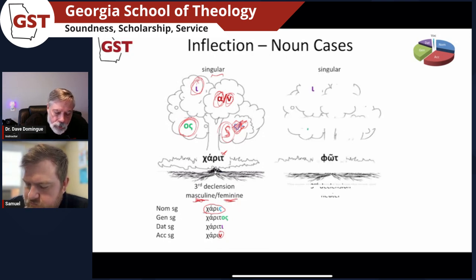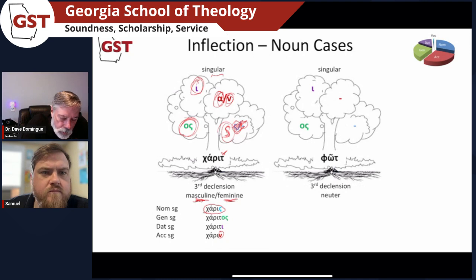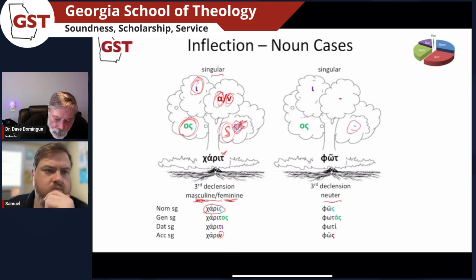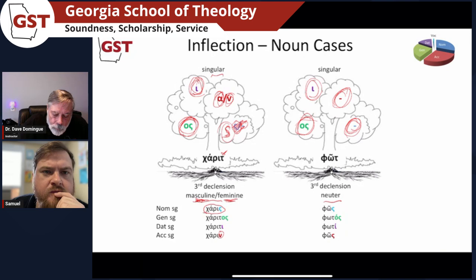Yes, sir. Okay, so when you get to the neuter words, right? So we're doing a third declension, masculine, feminine, and here's our neuter word. And when we do our neuter word, the nominative will have no ending to it. The genitive will also be the omicron sigma, you see. The dative will also be the iota, right? And the accusative, now why is the accusative going to have no ending? Well, if you remember, what's our noun rule? Whatever's in the nominative singular will be in the accusative singular. So there will be no ending.